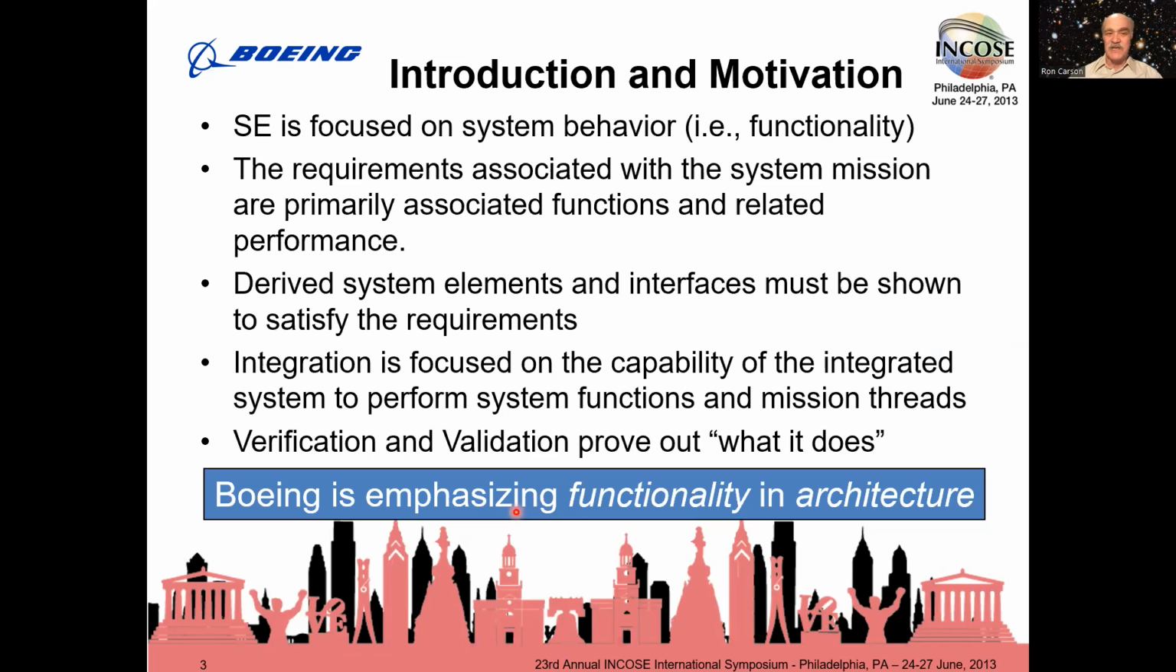So the motivation arises primarily from the fact that systems engineering is primarily focused on system behavior. Most engineers concentrate on what the system is. The primary focus of systems engineers is on what it does and why it does it and how well it needs to do it. So we derive requirements from the system mission and the associated functions and their related performance. And I've got a number of papers on the YouTube channel that are related to that.